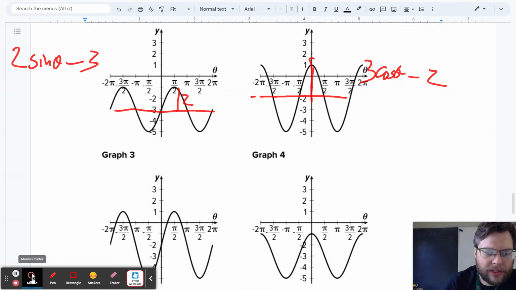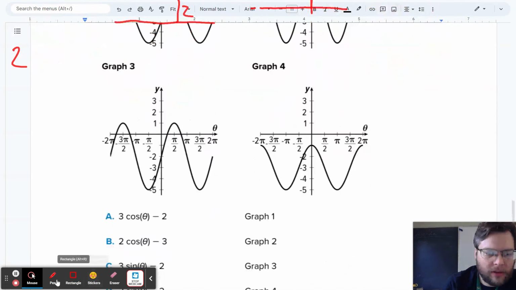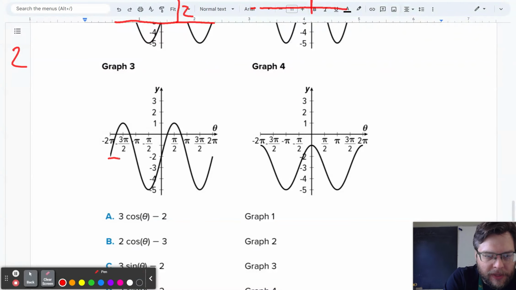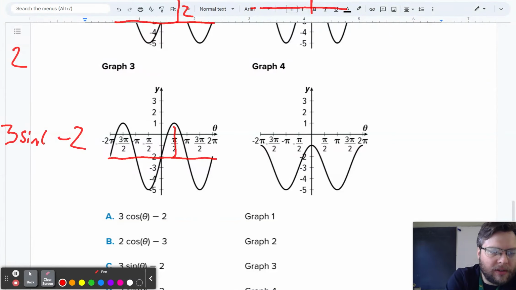Then let's go down to graphs 3 and 4. Let's see. Midline of -2. Amplitude of 3. Starts on the midline. See, it's just those 3 questions you got to ask yourself.